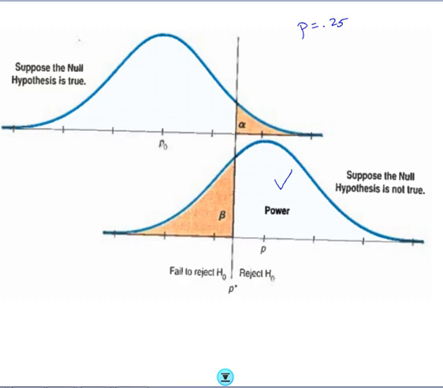So the idea is to try to find a nice comfortable zone where this is small, but this is still large enough that we're able to reject the null when in fact it is false.